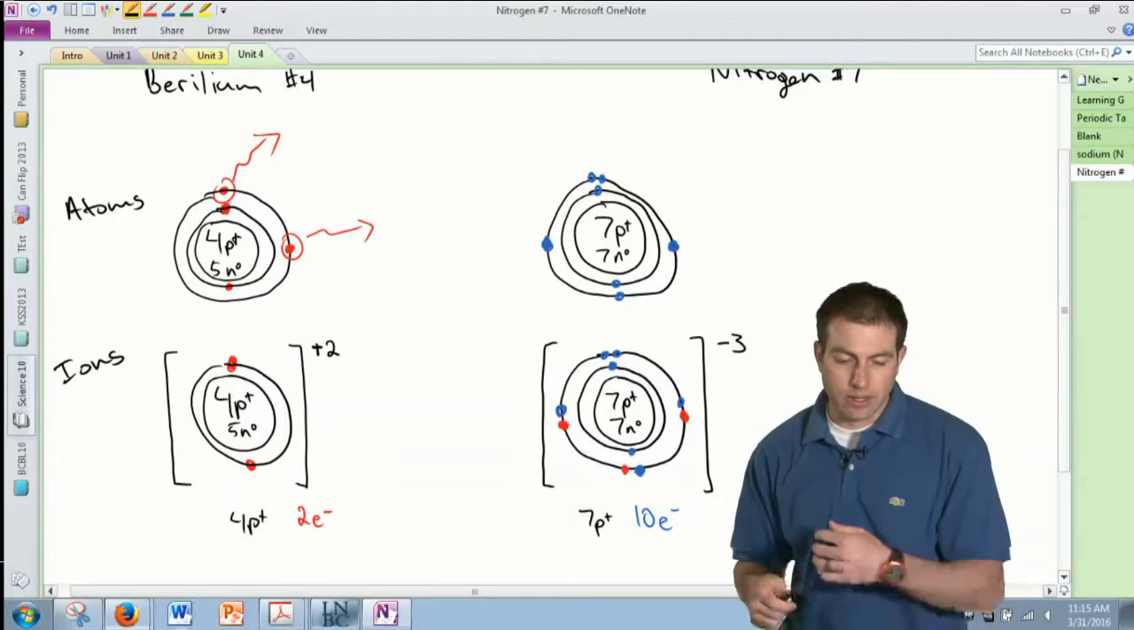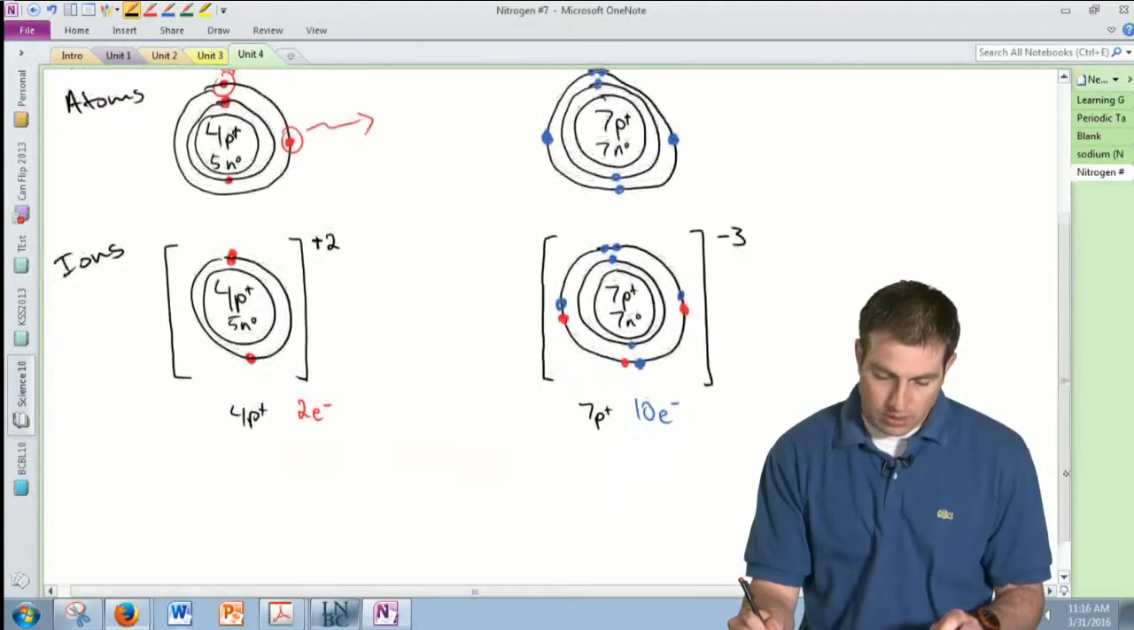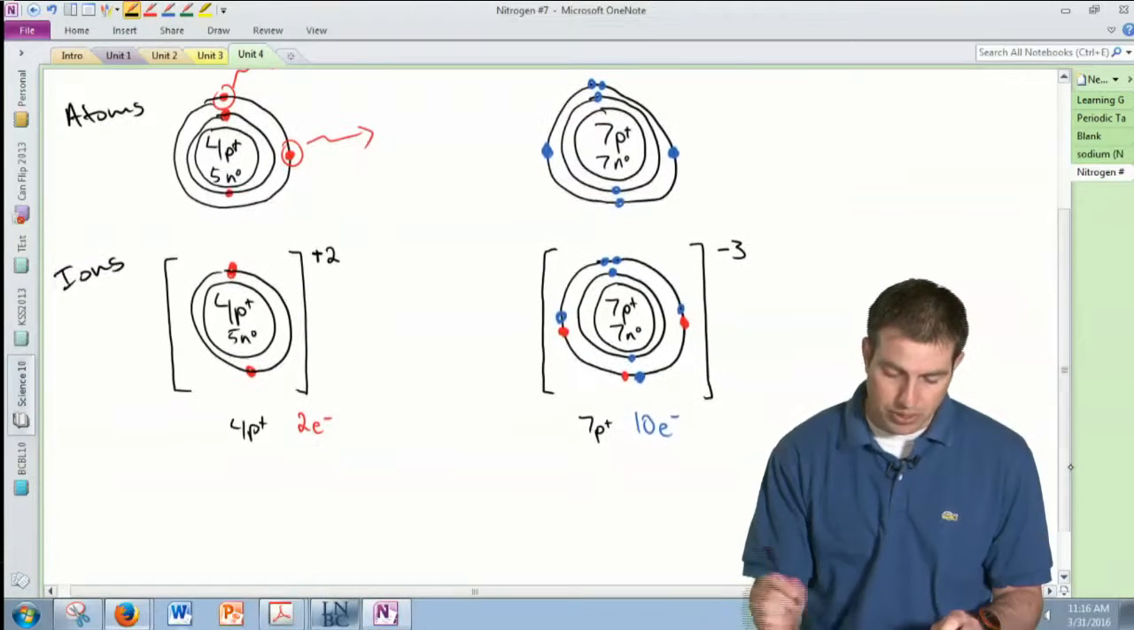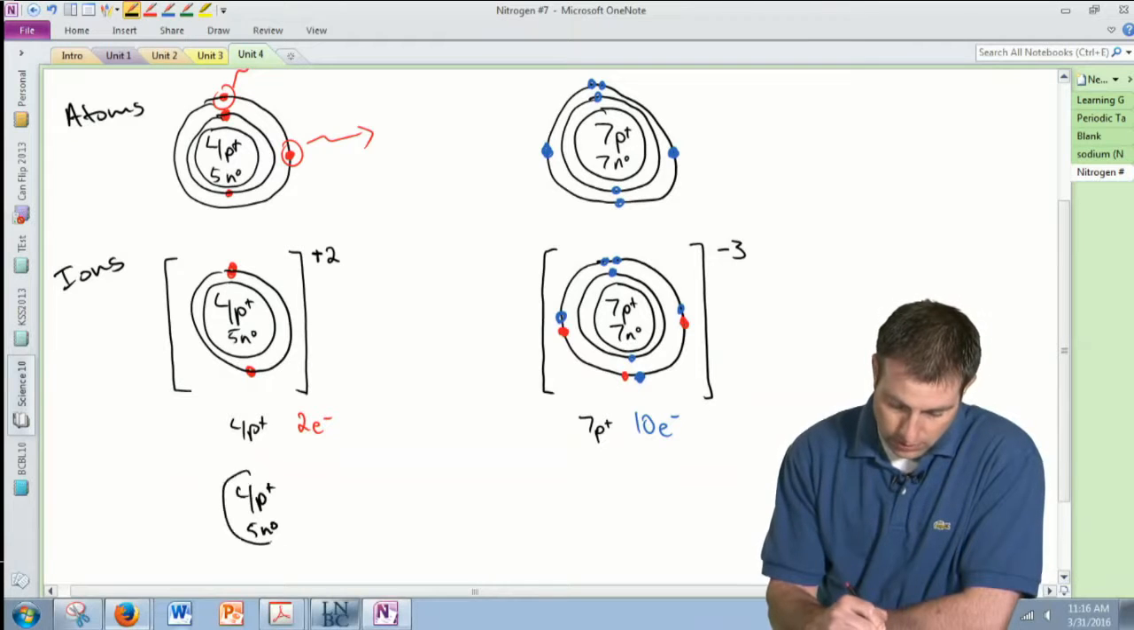What if I added another nitrogen? What if I said, if I added another beryllium? If I said beryllium, I have another one now. Let's draw another beryllium, 4 protons, 5 neutrons.